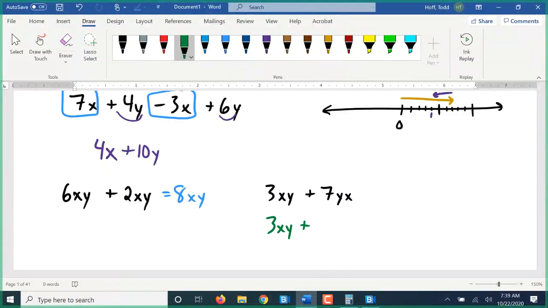Multiplication is one of those operations that we said was commutative. You can switch the orders, it doesn't change the value. This is really multiplication, 7 times y times x. I can switch that order to 7xy. Means the same thing. I have not changed any value there. So when I list it like that, these do have the same name. They are both xy, so we can combine the count. 3 plus 7 is 10, and we keep the same name, xy.